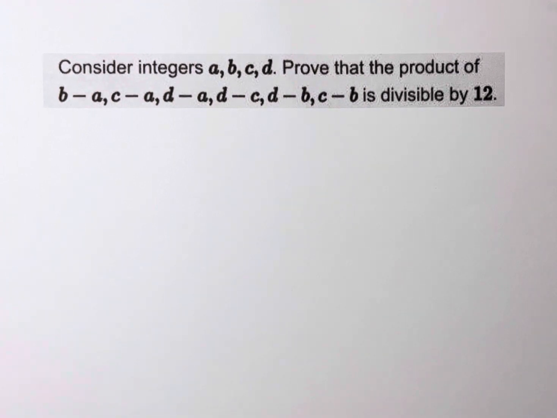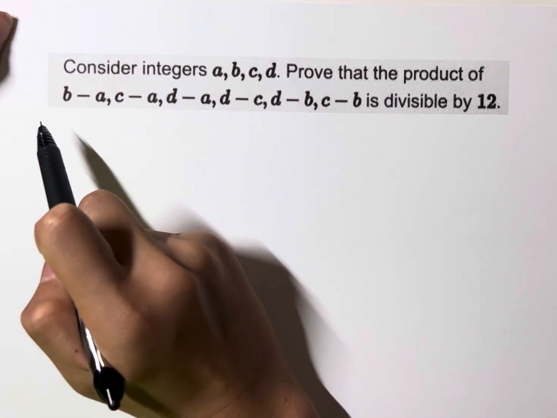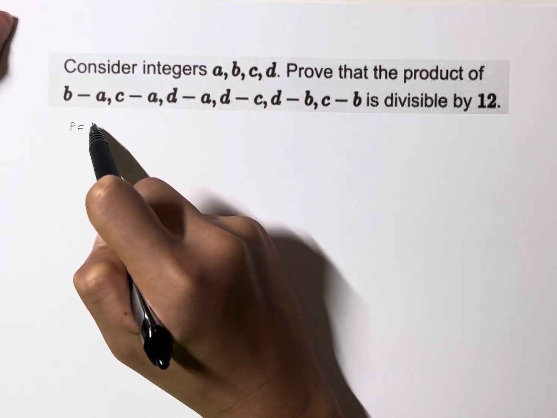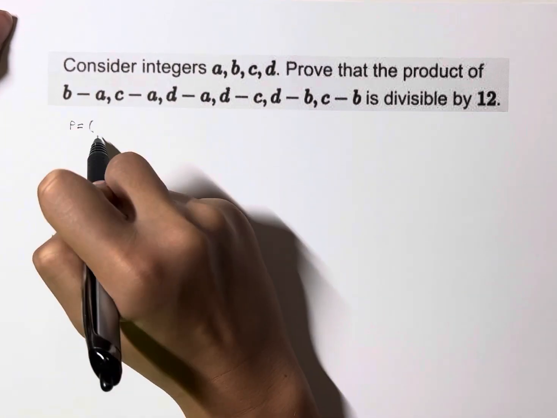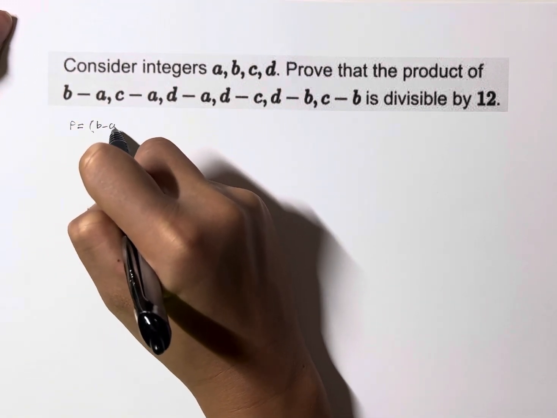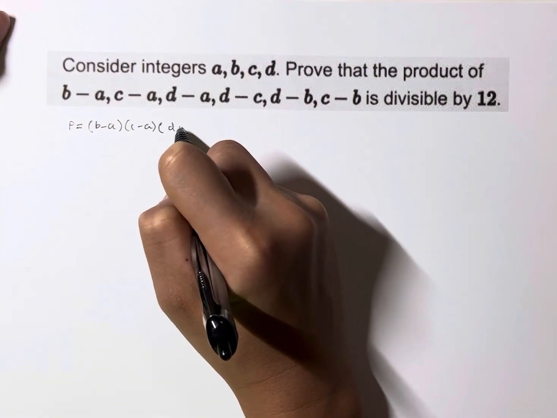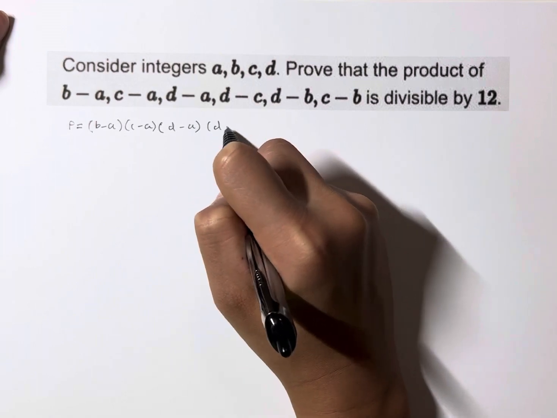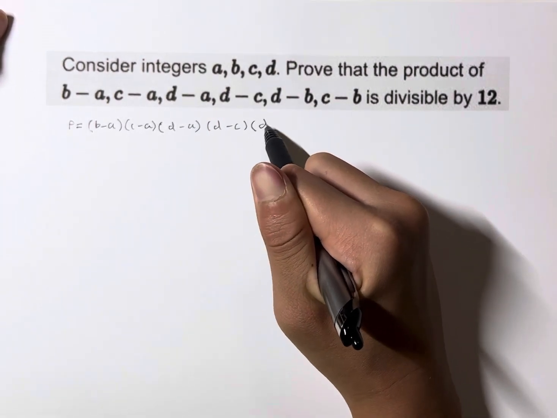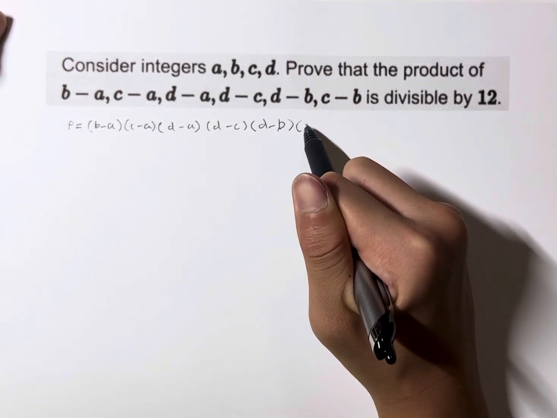Okay, so we want to check if the product is divisible by 12. So, let's just set a variable to the product. P will equal the product: b minus a, c minus a, d minus a, d minus c, d minus b, and c minus b.